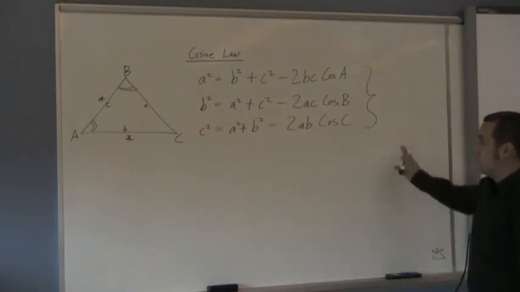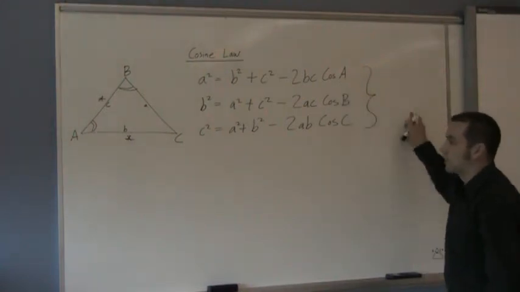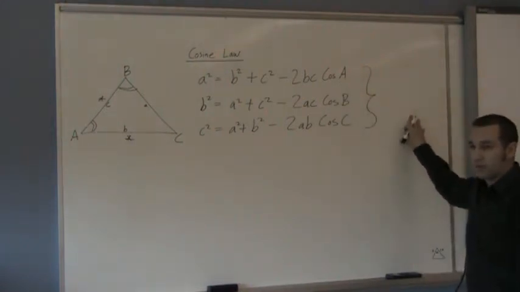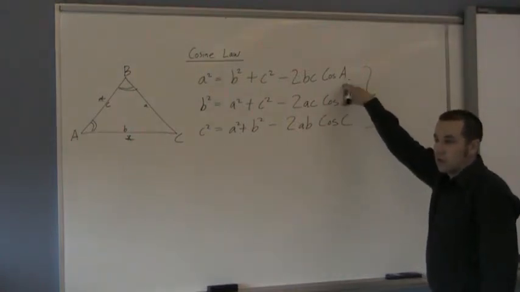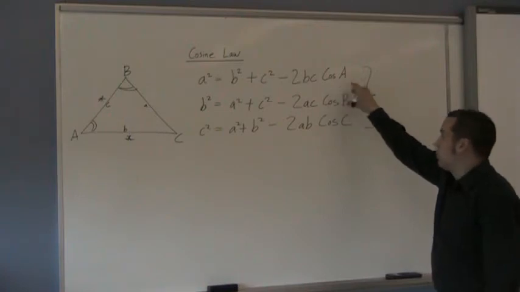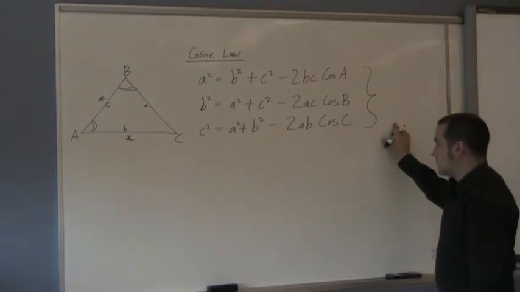Okay? And on the next lesson we'll go into what if I'm trying to find the angle. In other words, what if I'm trying to find cos A? And you could probably figure that out. If you rearrange this formula to solve for cos A, that's going to give you your formula. We'll go through that tomorrow. Okay. So in the meantime, let's actually do an example here.